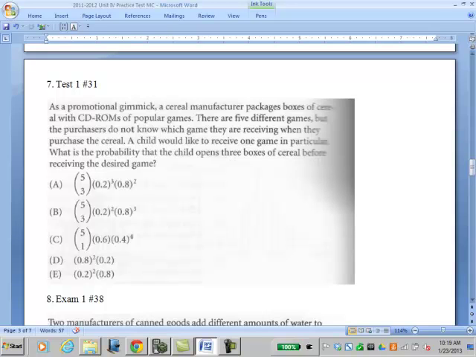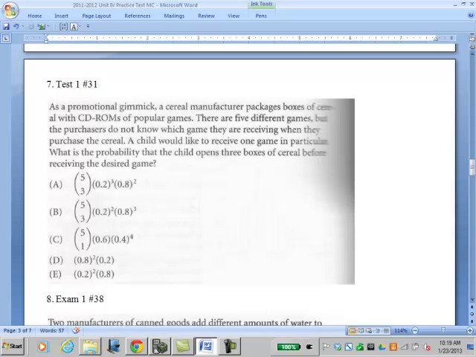Well, it's simply going to be 0.8. That's the probability that he doesn't get the box he wants. So the first box doesn't have what he wants. That's 0.8. The second box doesn't have what the kid wants. That's 0.8 again. So now we've got 0.8 squared.